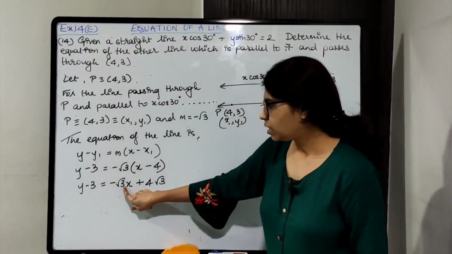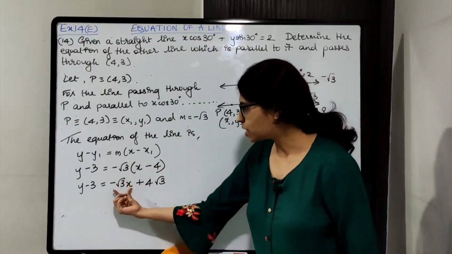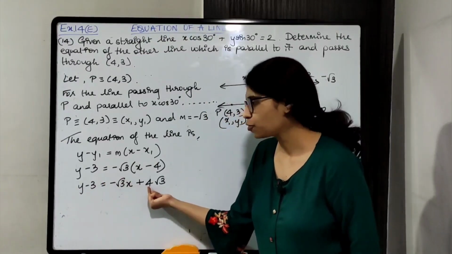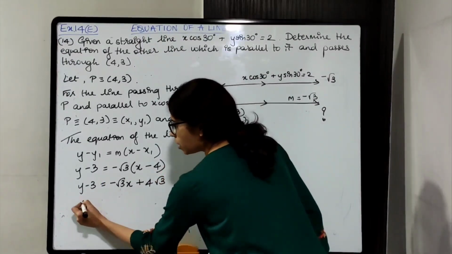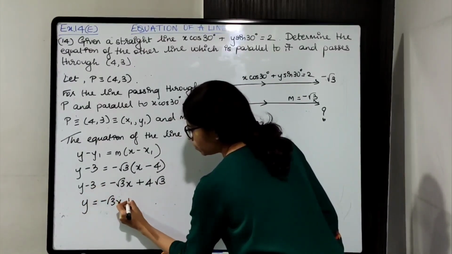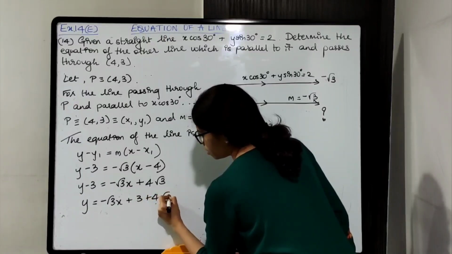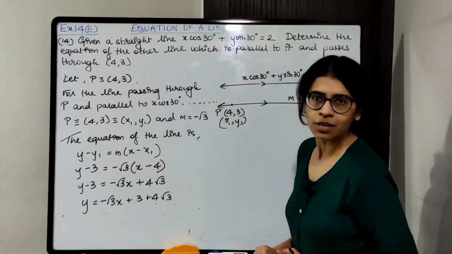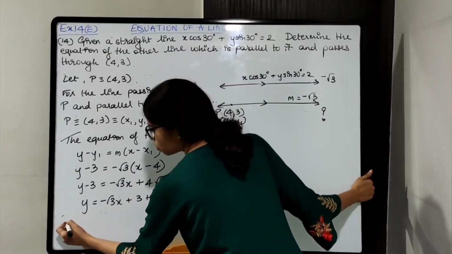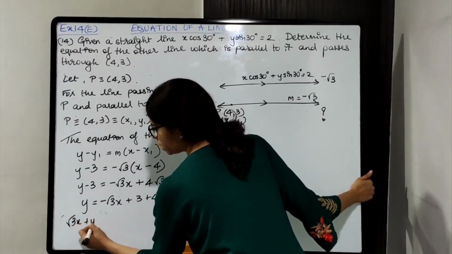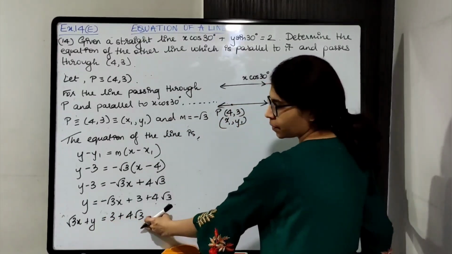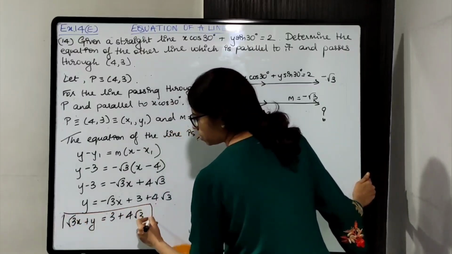Now the x term is negative, so what I'm going to do is I'll shift it over here. You can keep it as it is also, just shift the 3 here. So if you want to bring it in standard form, it will be like this. 3 becomes positive. So this will be the equation in standard form. Or I'll shift this over here, so root 3x becomes positive. Root 3x plus y is equal to 3 plus 4 root 3. Okay. So this will be the equation.